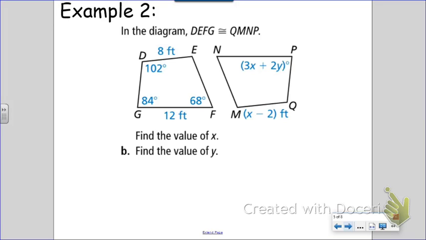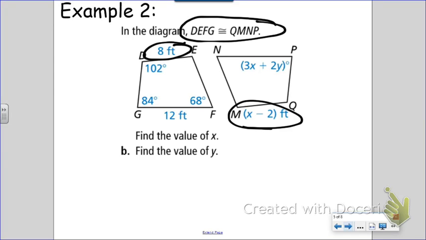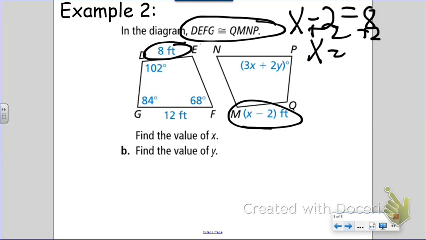In our next example, we're going to find some values. Find the value of X and the value of Y from the diagram. We look to see what matches according to what they have given us in the problem that's congruent. So to find X, we have to figure out what MQ is congruent to ED. Look at the order of your lettering on the top to help you. So X minus 2 has to equal 8. That's an easy one-step equation for us to solve. X equals 10.